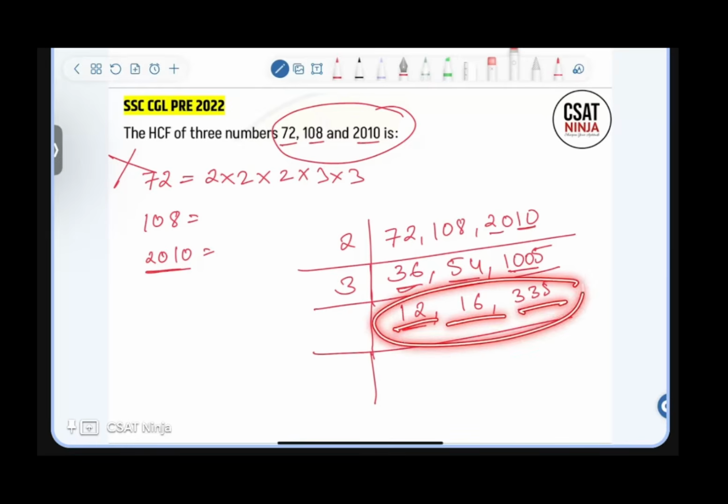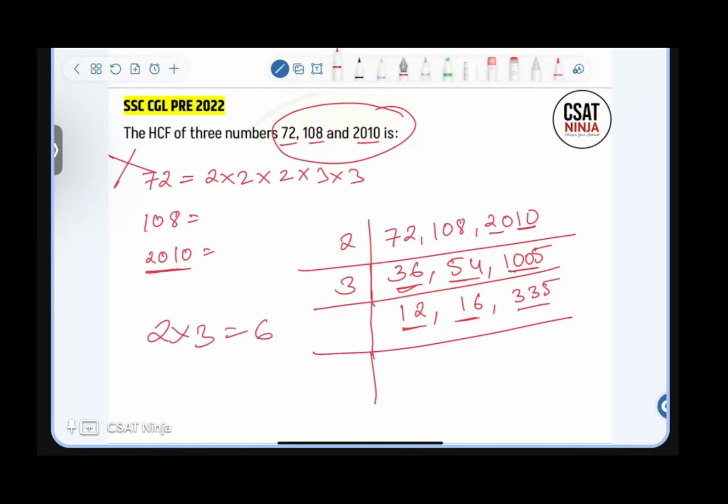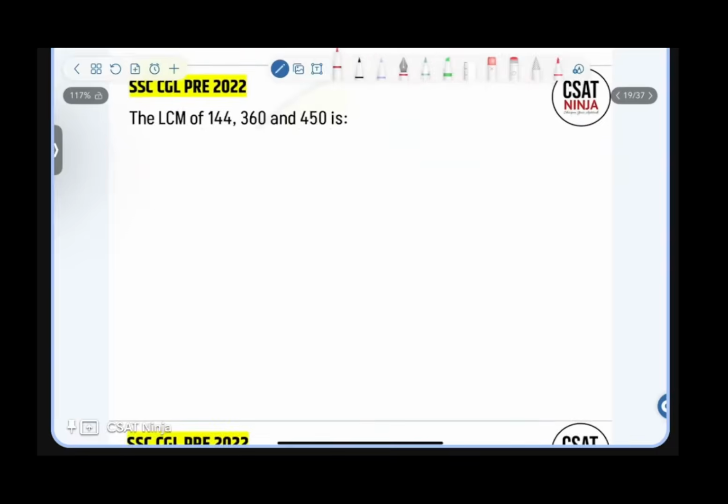So what I can do is, the HCF is the multiplication of these: 2 into 3, which is equal to 6. Are we clear with that? So that's how we find HCF, but LCM is like this.